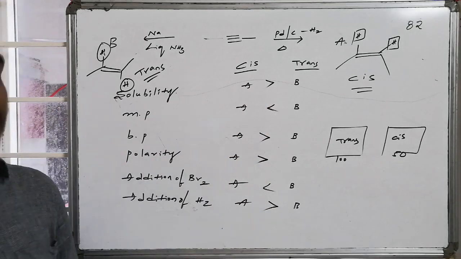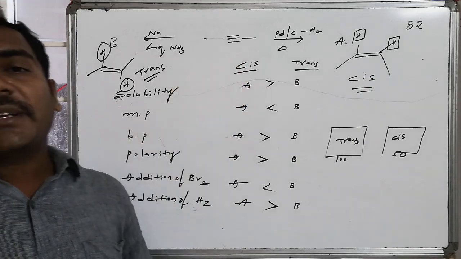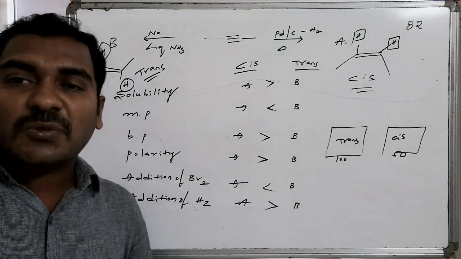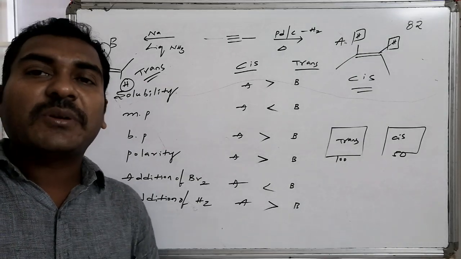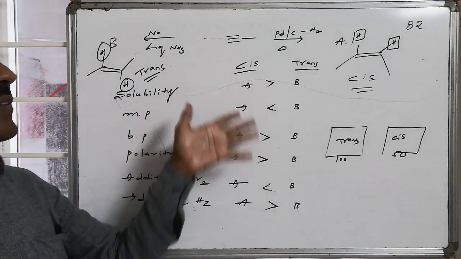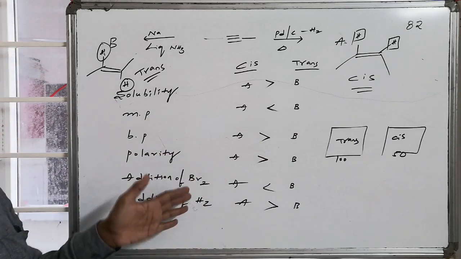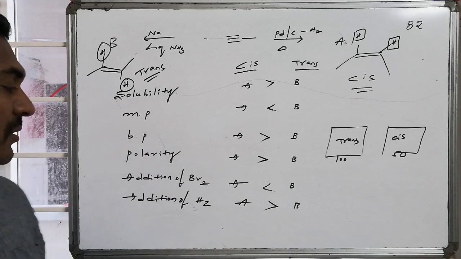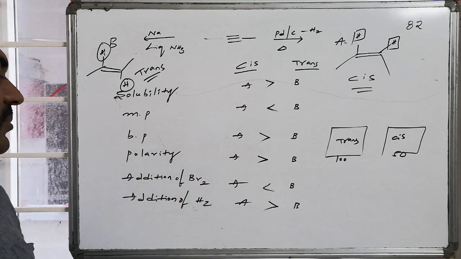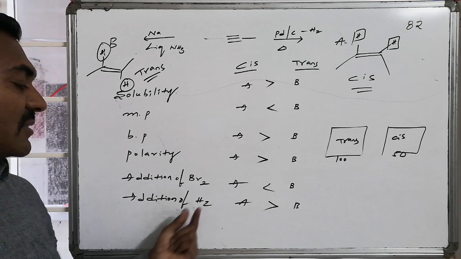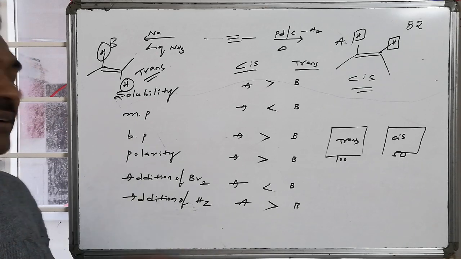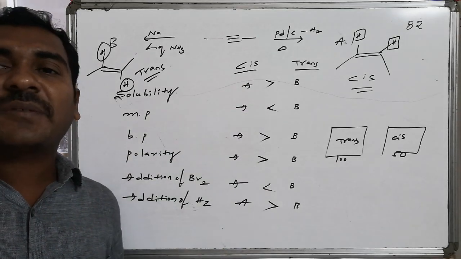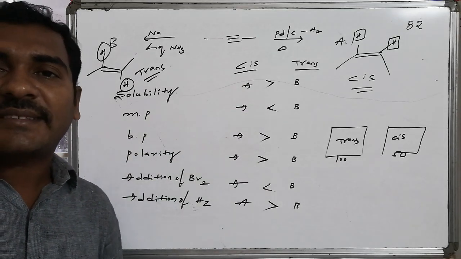Thus, the comparison related to the 2-butyne conversion to two varieties of butenes, cis-2-butene followed by trans-2-butene, systems consisting of A and B, different varieties of products: a comparison study related to solubility, melting point, boiling point, polarity, that is net dipole moment, rate of reaction with respect to addition of hydrogen, and rate of reaction with respect to addition of bromine, in the form of a chart. It appears like this.